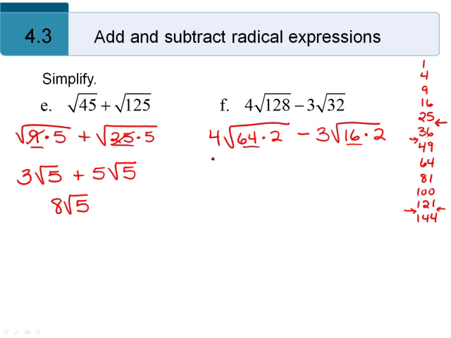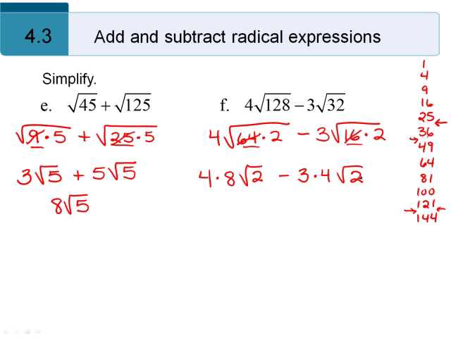So the square root, we're going to bring those out now. So keep the 4 on the outside. The square root of 64 comes out as 8. The 64 is gone. And we have square root of 2. Then minus, bring down the 3. The square root of 16 comes out as 4. The 16's gone, and we have the square root of 2.